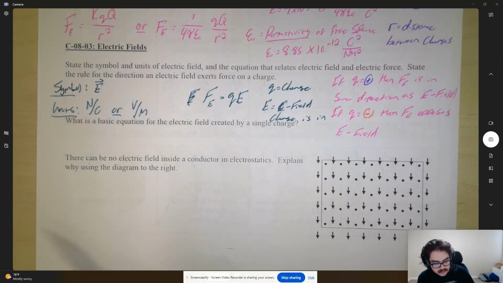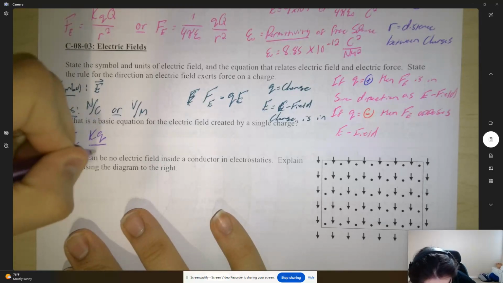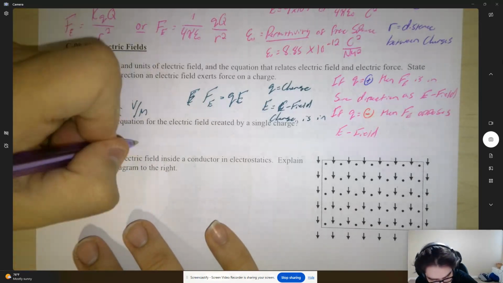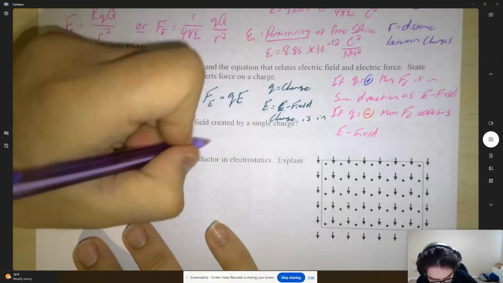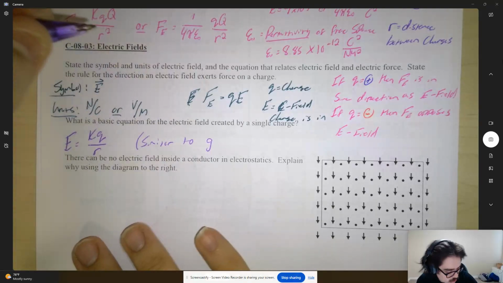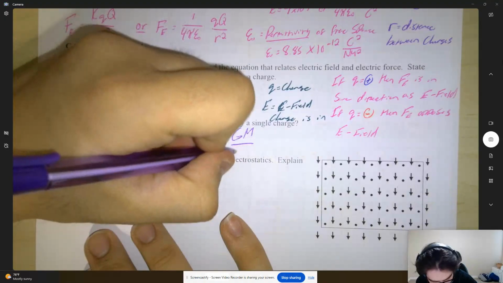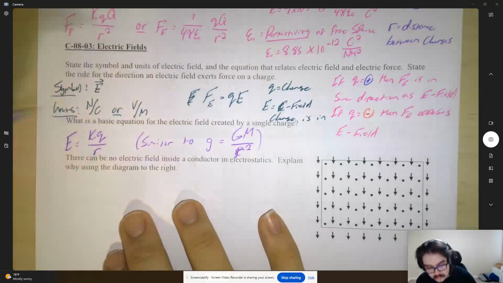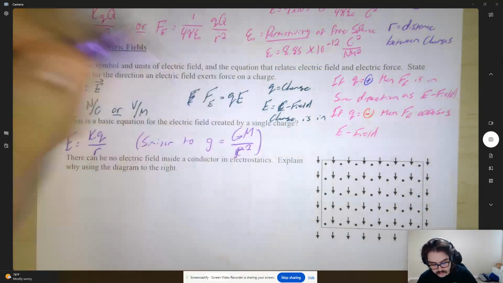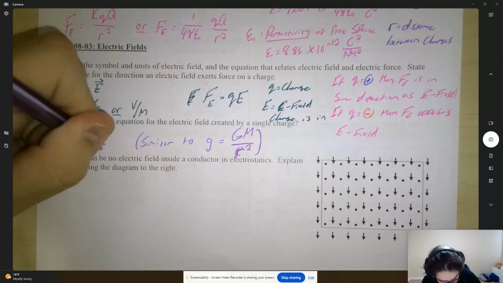A basic equation for the electric field created by a single charge is E equals kQ over r squared. It's similar to the equation that we derived in the gravitation unit, g equals capital G, capital M over r squared. So it's very similar to that equation. You can see the similarities right there. Sorry, this should be r squared down here.